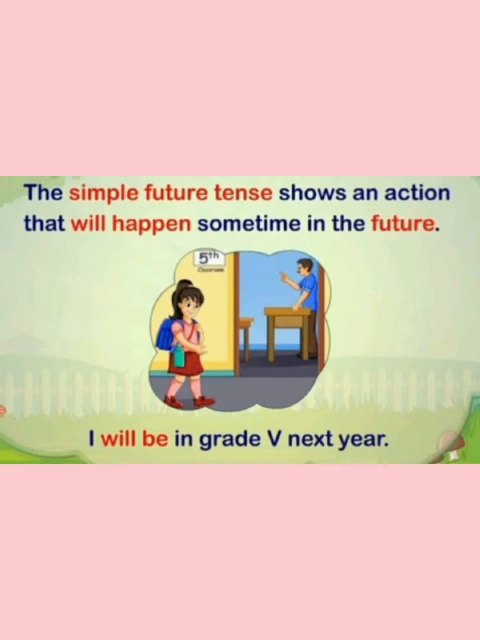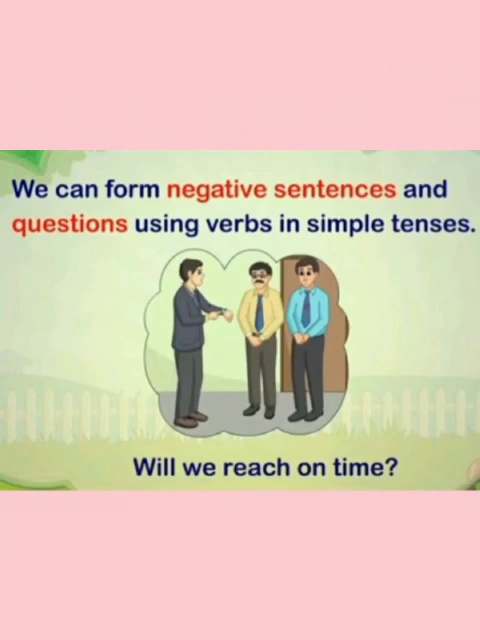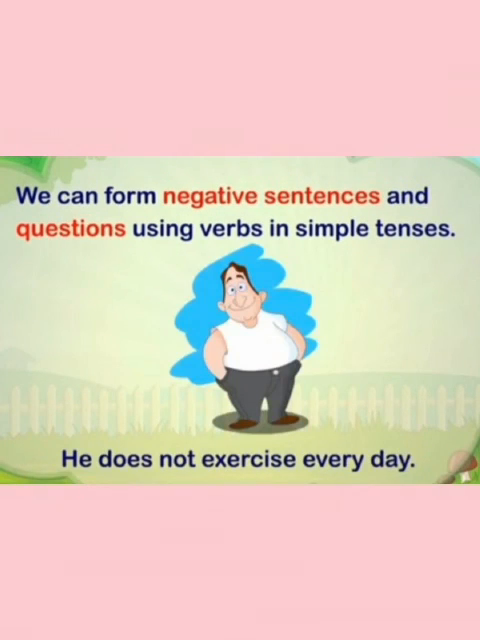I will be in grade 5 next year. So, will be is showing the simple future tense here. We can form negative sentences and questions also using verbs in simple tenses. For example, will we reach on time? He does not exercise every day. So, this is how negative sentences and questions are formed by using simple tenses.